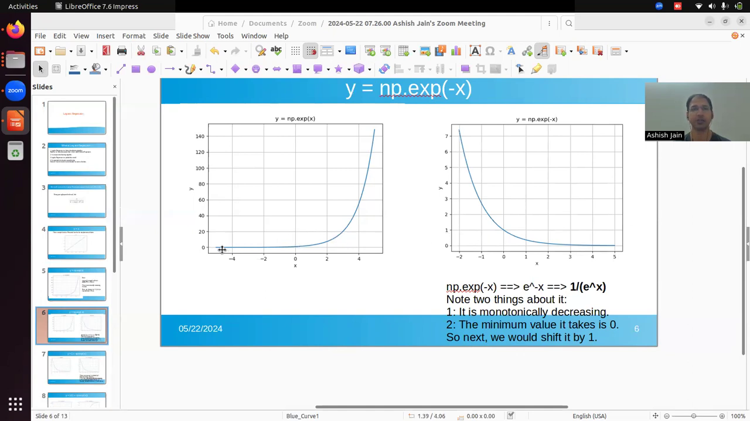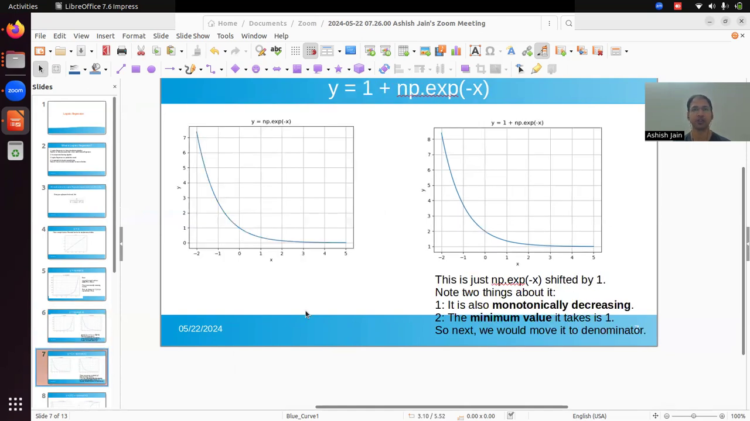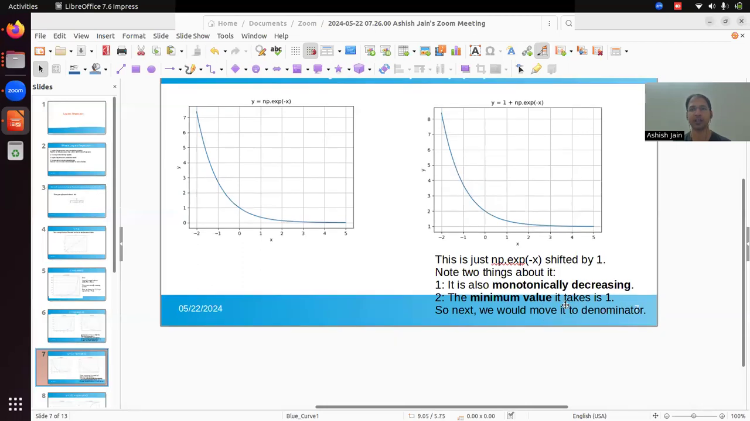As the values of exponential x are small, the values of exponential minus x should be large. When values of exponential x are becoming large, values of exponential minus x become small. This is a monotonically decreasing function, and the minimum value it takes is 0. Next, you would shift it by 1. So over here, this same plot has been shifted by 1, and the minimum value it takes is 1.